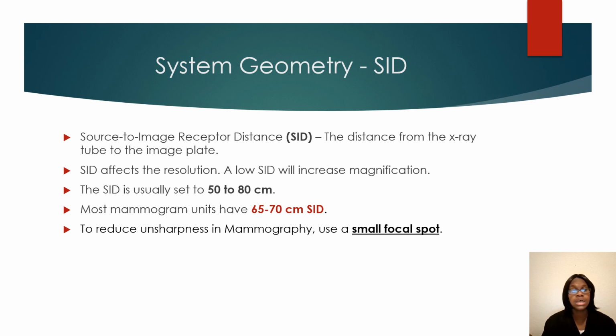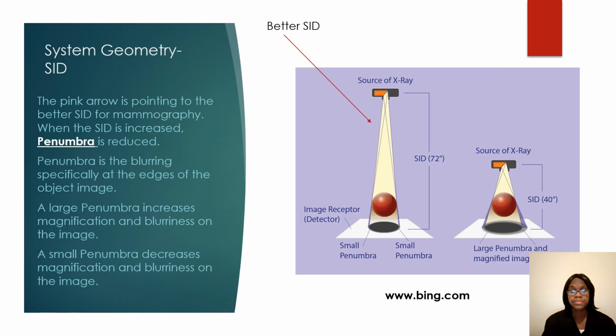To reduce the unsharpness in mammography, you need to use a small focal spot. And we also have, under SID, that pink arrow, which is going to point to how the better SID is being taken. Whenever you see the arrow, look at the tall source of the X-ray. That's going to give you a better SID. But when the SID is increased, penumbra is reduced. So keep that in mind.